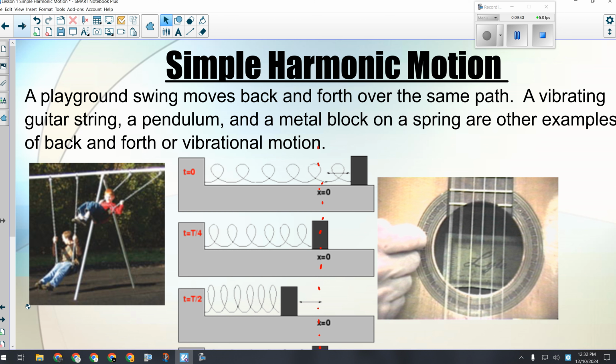So all of those things are vibrating with simple harmonic motion. They're just oscillating back and forth along the same path because there's something trying to pull them back to equilibrium. For a guitar string, it's the elastic nature of the string.